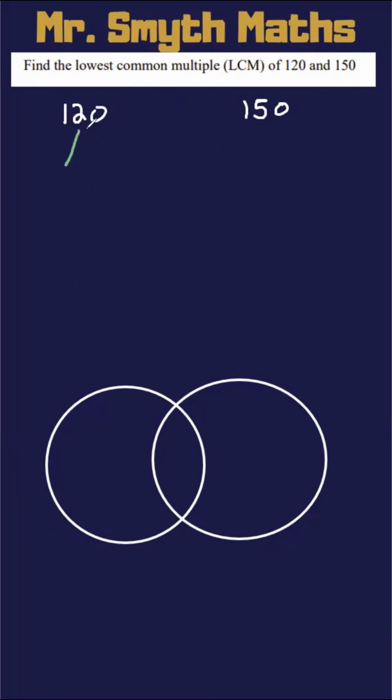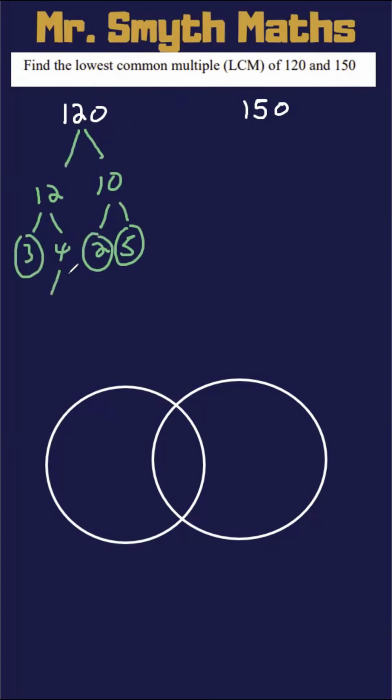We're going to break this down into prime factors. So I'm going to break this into 12 and 10. Doesn't matter what you break it into, but I'm doing it this way. 10, I'm going to say is 2 times by 5. Now we've got two prime numbers here, so I'm going to circle them and stop there. 12 is going to be 3 and 4. 3 is prime, 4 continues to be 2 and 2, so circle and circle.